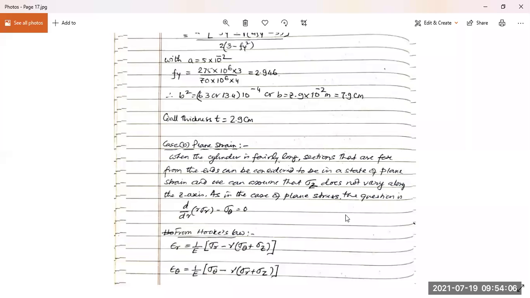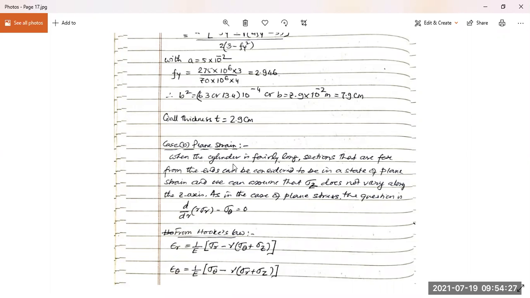Let us discuss the case of plane strain. What is plane strain exactly? Generally, the term plane strain means that there exists no compressive, but only tensile strains. And when the cylinder, there may be other explanation also.